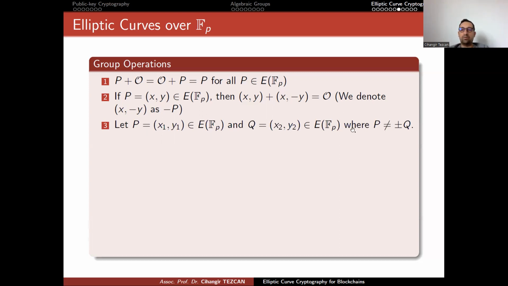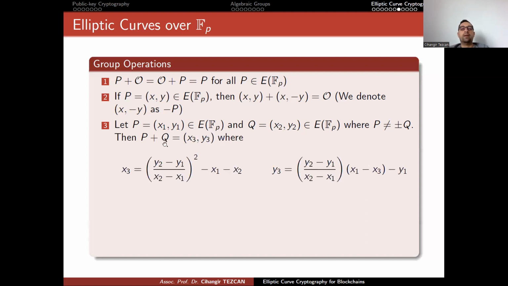So let P and Q be 2 different points, okay? And P has the coordinates x1, y1 over Fp, and Q has the coordinates x2, y2. Again, these are elements in the finite field. So the resulting point P plus Q, which will have the coordinates x3, y3, are calculated as follows. x3 equals ((y2 minus y1) divided by (x2 minus x1)) squared minus x1 minus x2. Similarly, the y3 coordinate is calculated like this. But of course, you use x3, so first you have to calculate this one, put the result here.